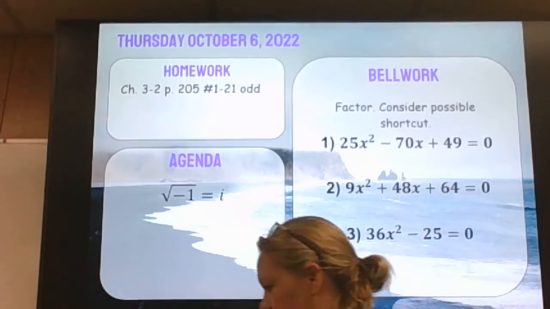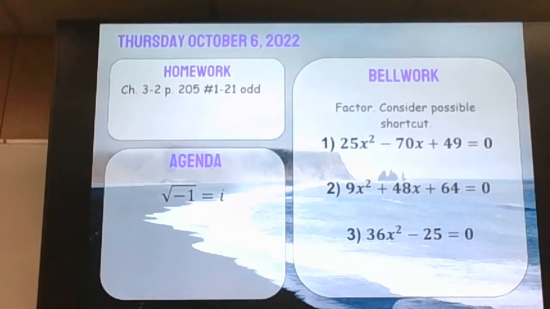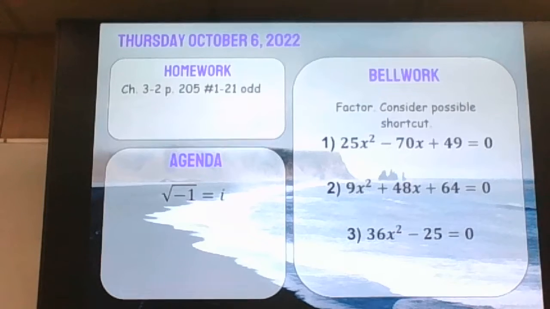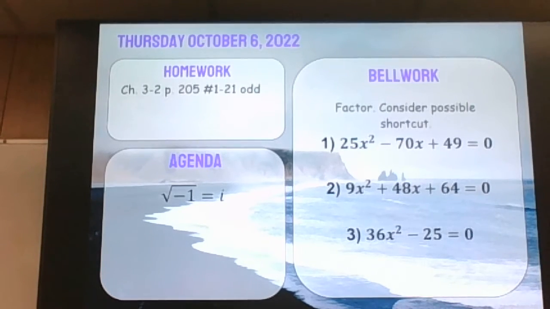For the bell work quiz, you know you did it, because I have a no name paper for second period. The bell work quiz. Oh yeah.